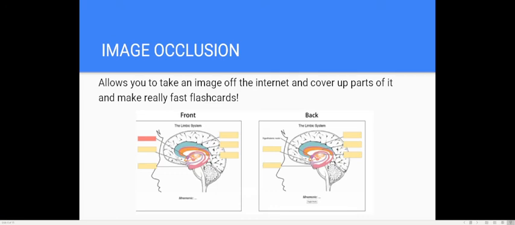I see this one a lot. It's really important for anatomy, because if you can't label the brain or the parts of your body you're looking at, you need to study some more. And this is one of the best ways to do it. It makes the flashcards really quick, which is one of the problems with Anki, that it can take a while to make the cards and get into the studying.